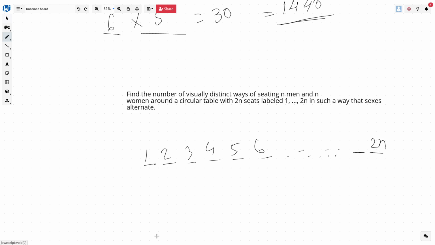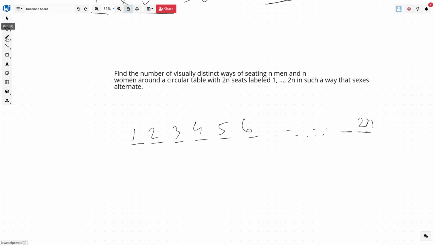Right? When we say sexes alternate, let's make sure that first all the women sit in a particular order. So let's take an example where n is 5 so that you understand it better. So we take n equal to 5. So we have 5 men, 5 women, and so we have 10 places. So we mark them as 1, 2, 3, 4, 5, 6, 7, 8, 9, 10.